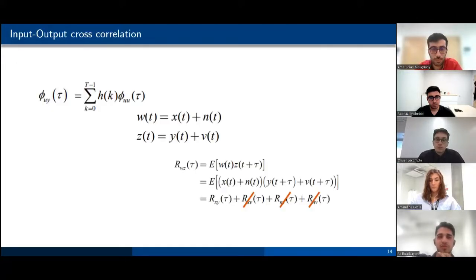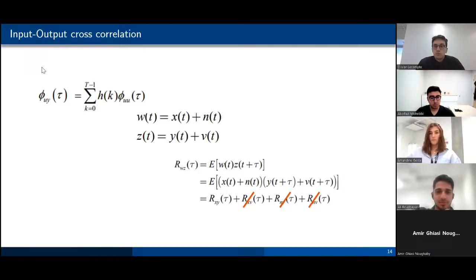But one of the best methods to do it is based on the input-output cross-correlation. Basically, all this math here is showing that if we cross-correlate the input and output of the system, we will get a term which is really easy to estimate, which will easily give us the impulse response function. So if we cross-correlate the input and output, we will have a good estimate of the impulse response function.